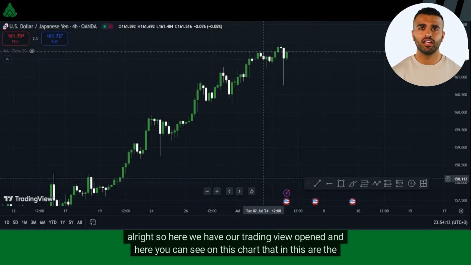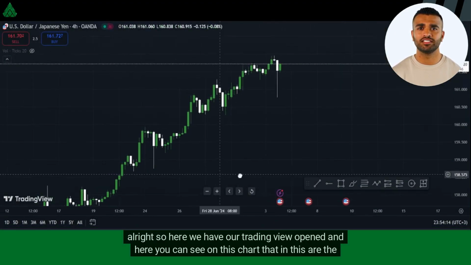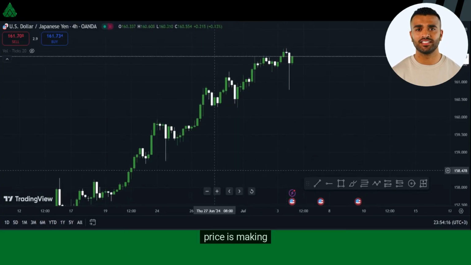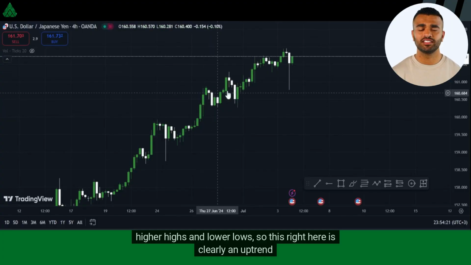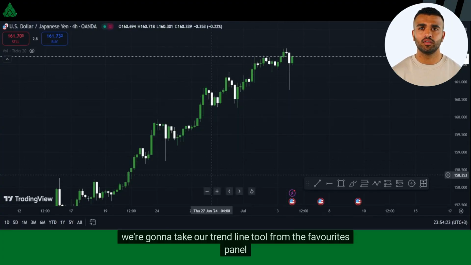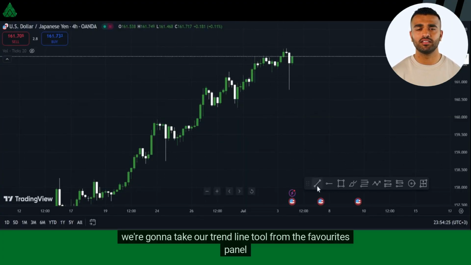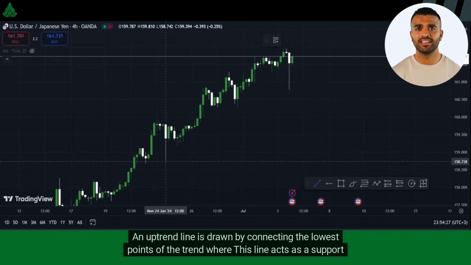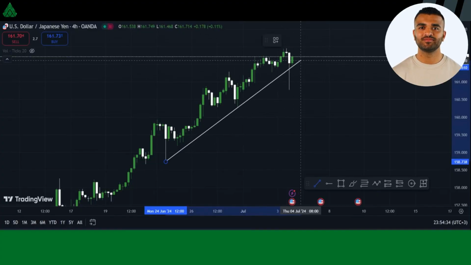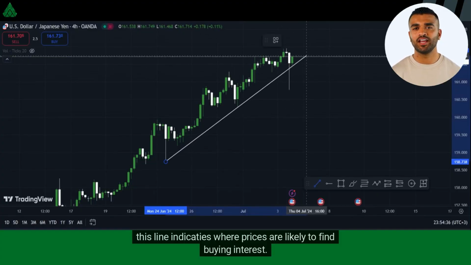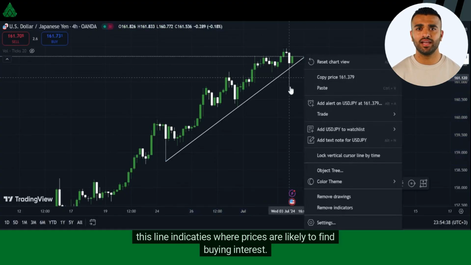All right, so here we have our TradingView opened, and here you can see on this chart that the price is making higher highs and higher lows, so this right here is clearly an uptrend. We're going to take our trend line tool from the favorites panel. An uptrend line is drawn by connecting the lowest points of the trend, where this line acts as a support level. This line indicates where prices are likely to find buying interest.